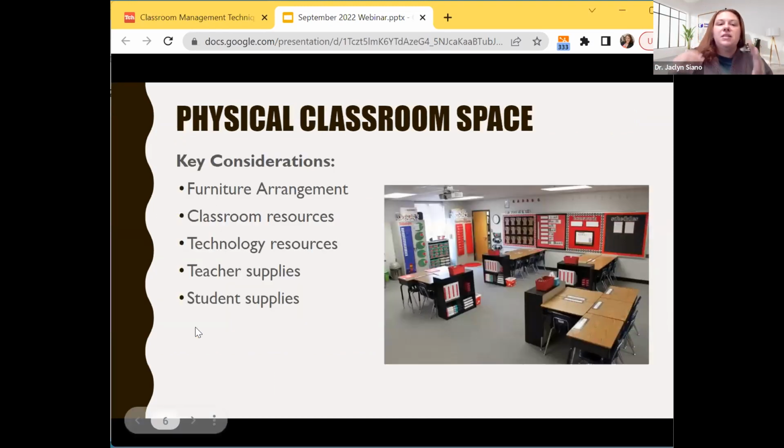Key considerations as a teacher, as a coach, as an administrator, when you walk into a classroom and you're thinking about physical classroom space: how is the furniture arranged? Where are classroom resources? Where are technology resources? Where are the student supplies? Do the students have easy access to all of the things that they need? And does the teacher have easy access to all the things that he or she needs? That's what we're thinking about.